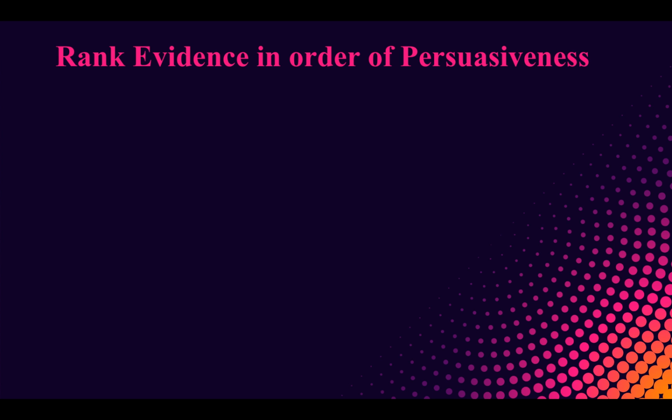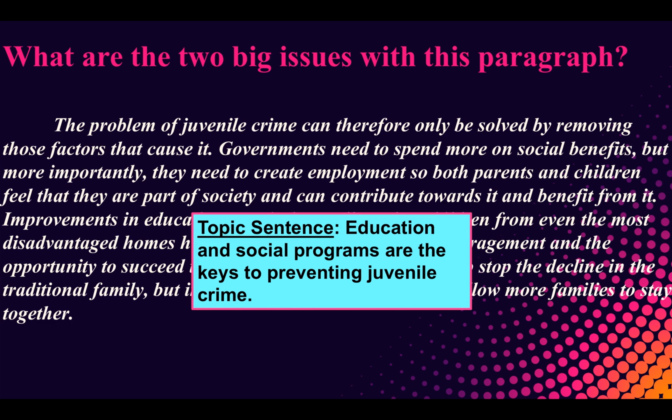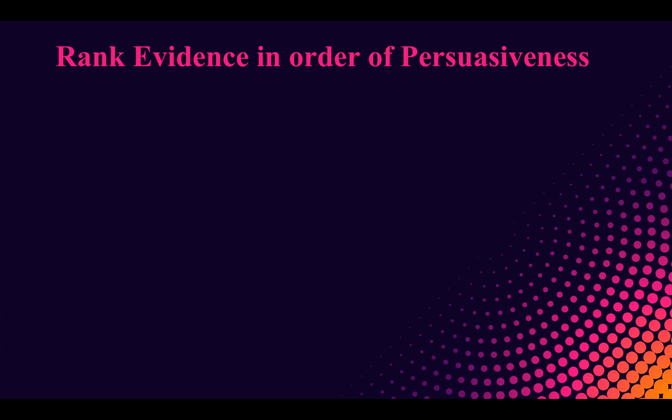And so what I'm going to do is I'm going to show you 3 pieces of evidence, and I want you to think which of these would go best in the paragraph that we just read. Okay, so which of these would go best in the paragraph that we just read? Again, our revised topic sentence is, education and social programs are the keys to preventing juvenile crime. So what piece of evidence would go best with that topic sentence? So here we go.